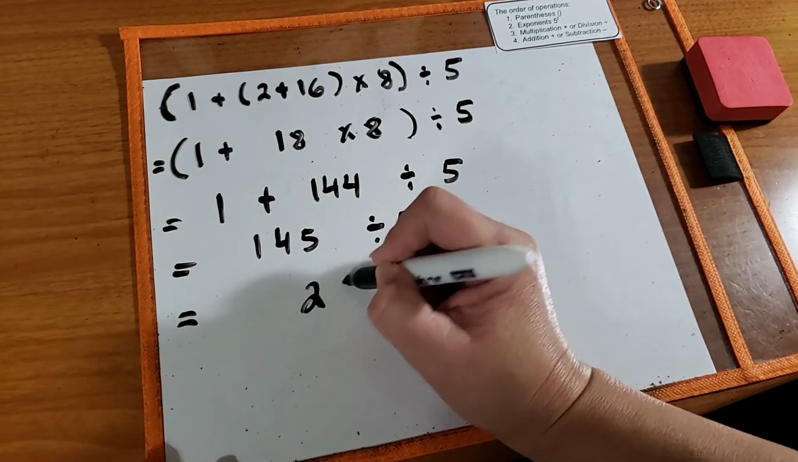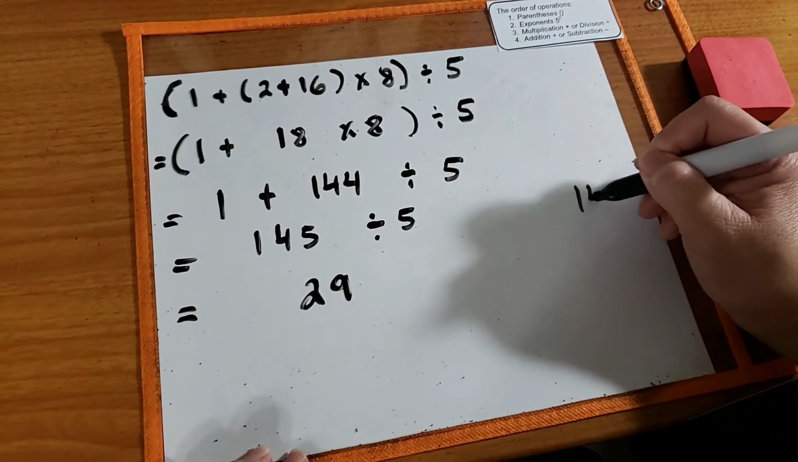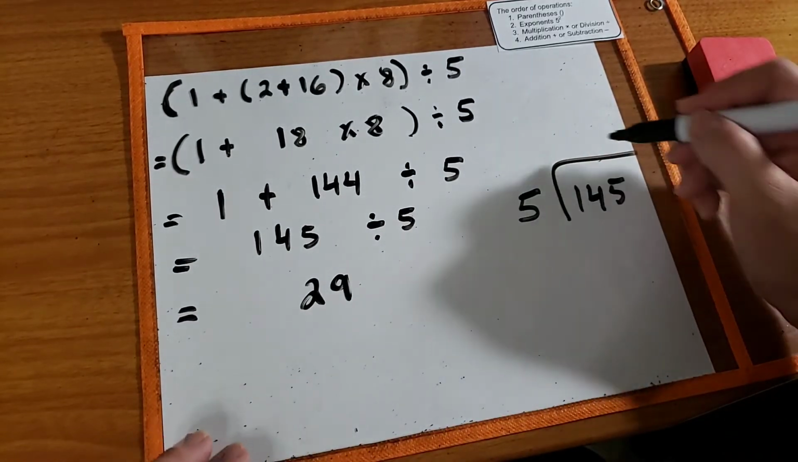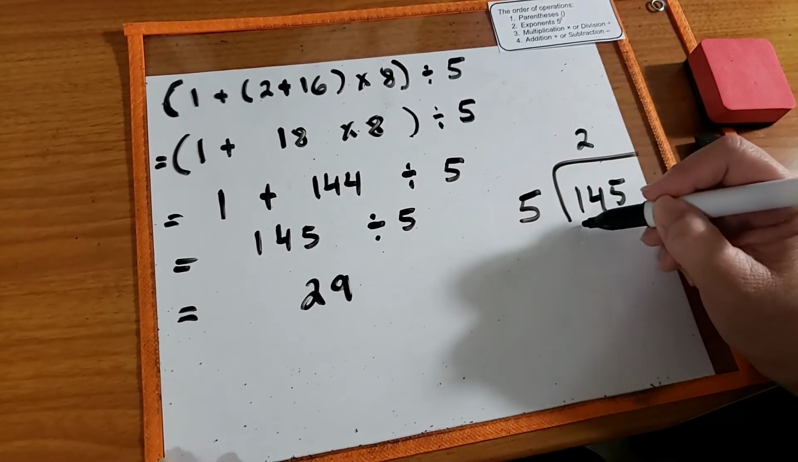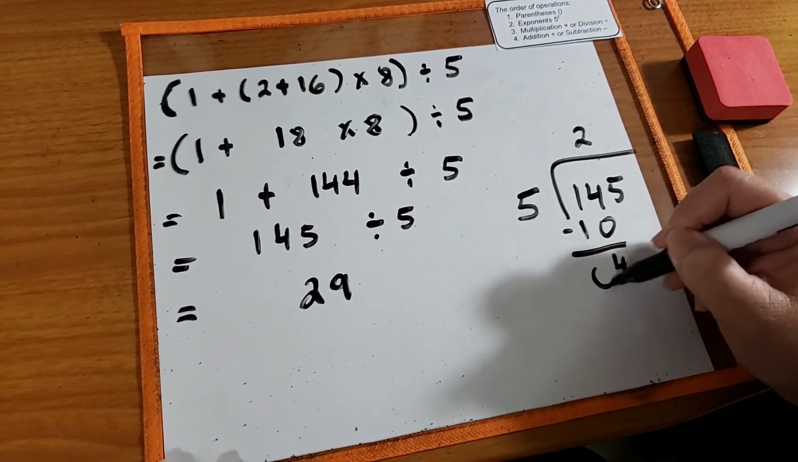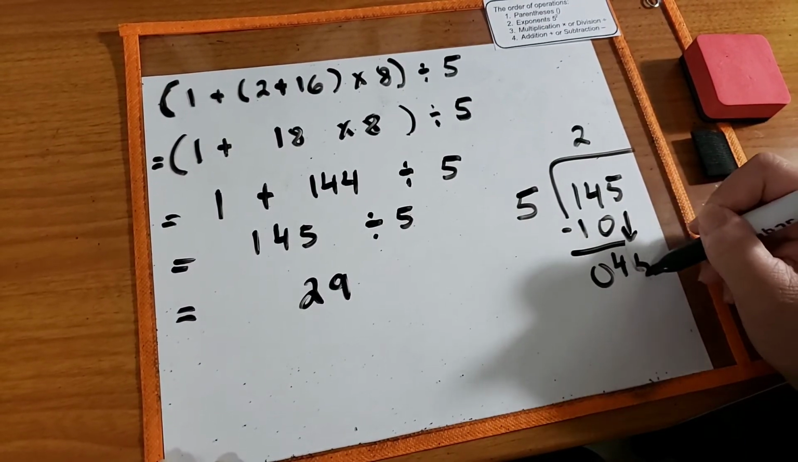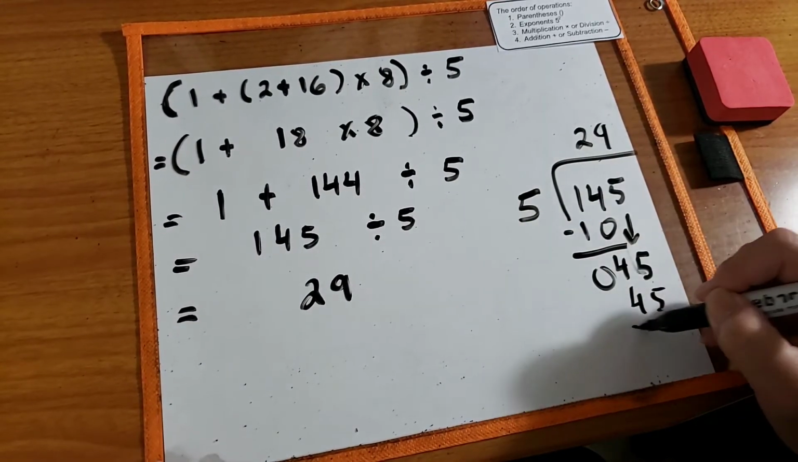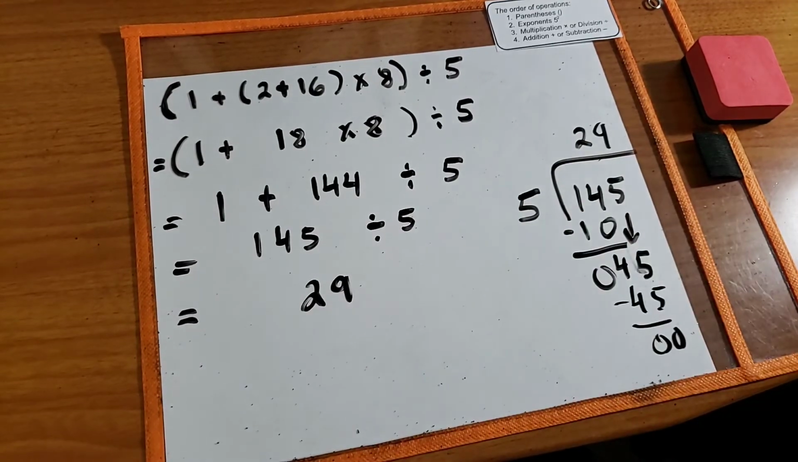Now here, I'm going to go over here. 145 divided by 5 is going to give me 2. 2 times 5 is 10. Here's 4, here's 0. I'm going to bring the 5 down. And 9 times 5 is 45. 0, 0. So the answer is 29. See how easy that is? All right.